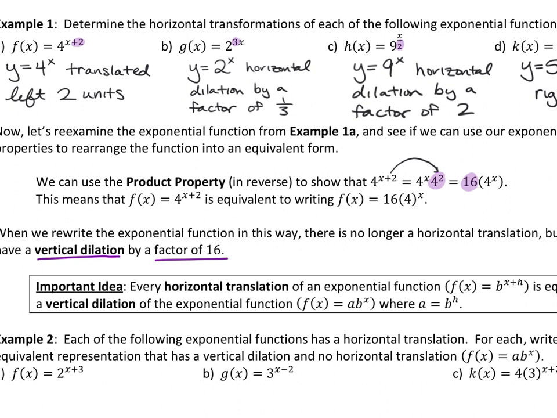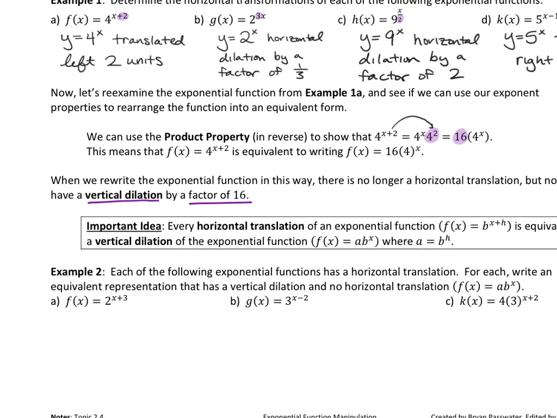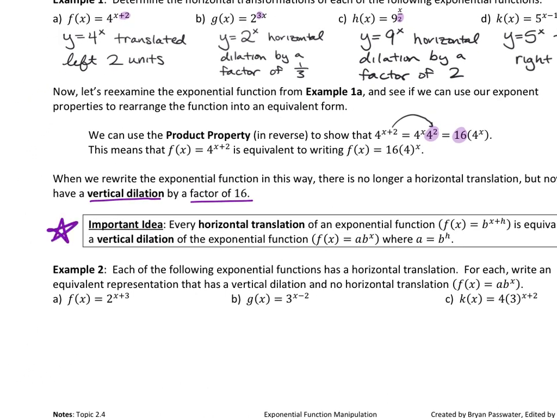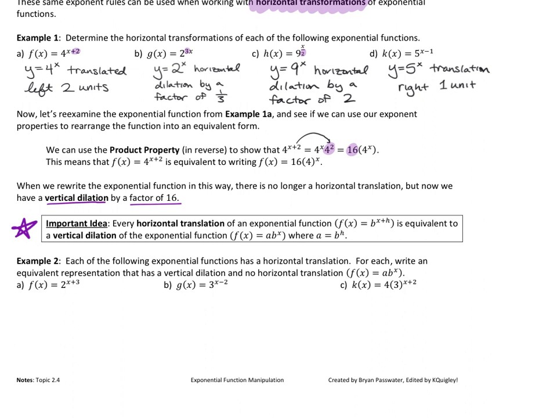Weird. Here's our important idea for the front of our notes today. We're going to put little stars next to this because this is important. Every horizontal translation of an exponential function, when you have b to the x plus h, is equivalent to a vertical dilation of the exponential function where a is exactly equal to b to the h power.